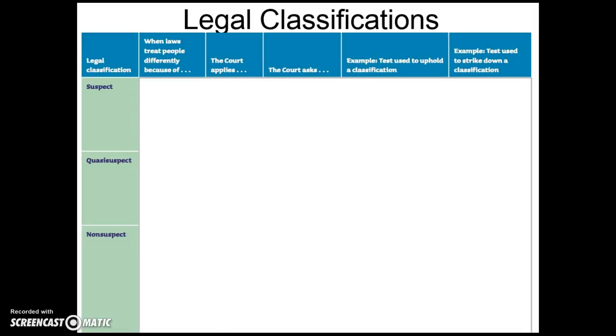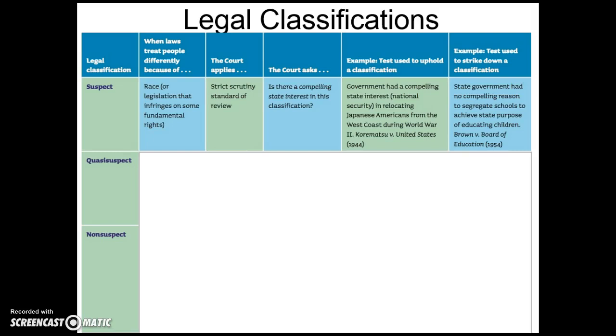Now, one of the reasons that the court started to rule this way is because they have created what we call classifications. So I'm going to make this first row available. This is a chart from your book. And the first kind of class that citizens fall under is called a suspect class. It says that if laws treat people differently based on their race or other things like ethnicity or religion in some cases, then the court applies strict scrutiny, and there must be a compelling state interest to ensure that these laws are fair.